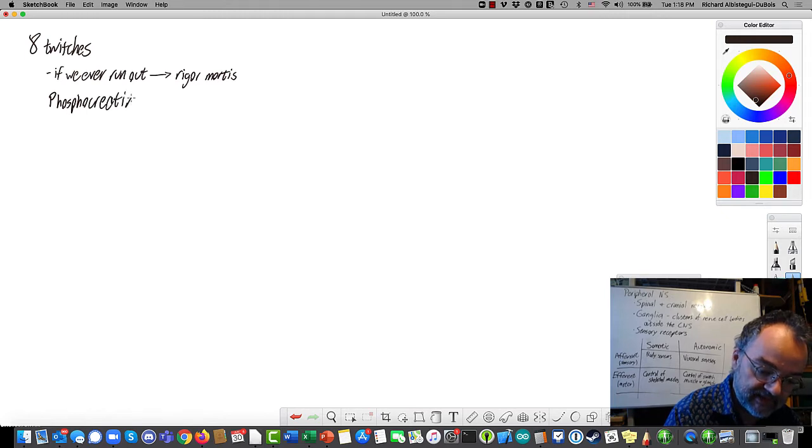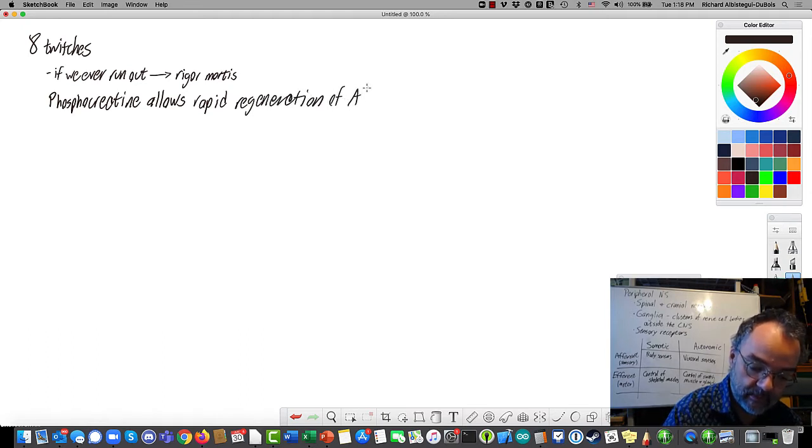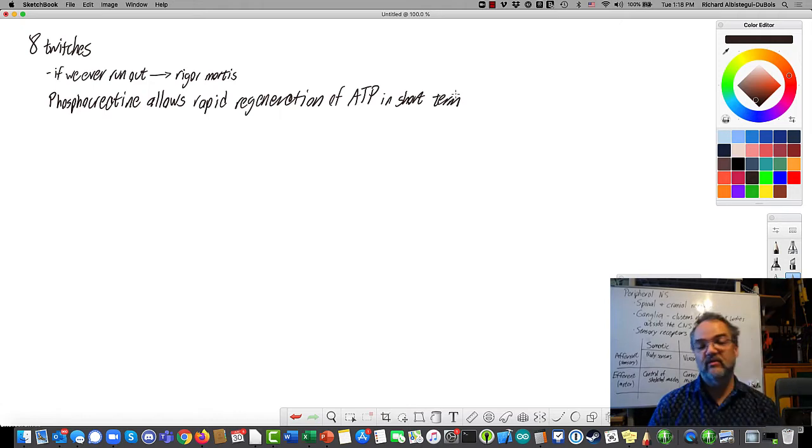So phosphocreatine allows rapid regeneration of ATP in the short term. We can use phosphocreatine for seconds to minutes to keep our ATP reserves from dropping to nothing while we're waiting for glucose metabolism to really get started. So let's talk about how that works.